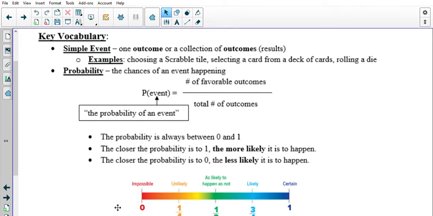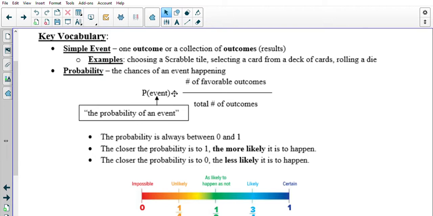Now, this may be new for you, this format we use here. It says P and then in parentheses event. That means probability of some event occurring. If it says P in parentheses blue, it might be the probability of selecting a blue marble, for example. If it says P and then in parentheses hearts, it might mean what's the probability of selecting a card from a deck of cards that has hearts on it.